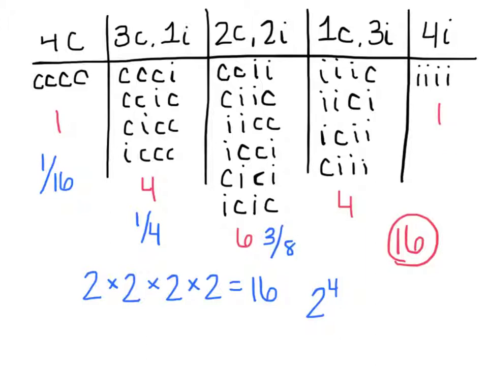The probability that I get 1 correct and 3 incorrect is again 4/16, or 1/4. And finally, the probability of getting all of them wrong is 1/16. And you see the same symmetry with the probabilities that you did with the total possible outcomes.